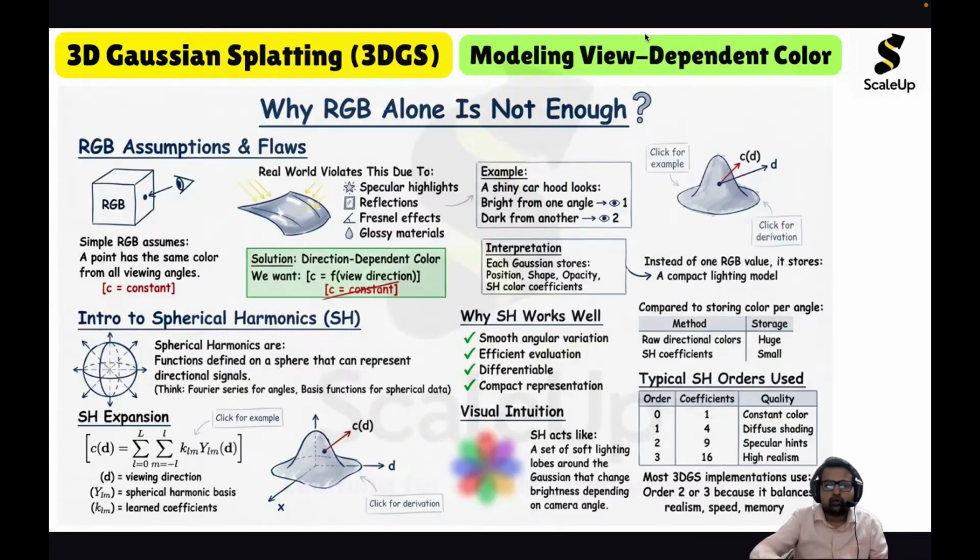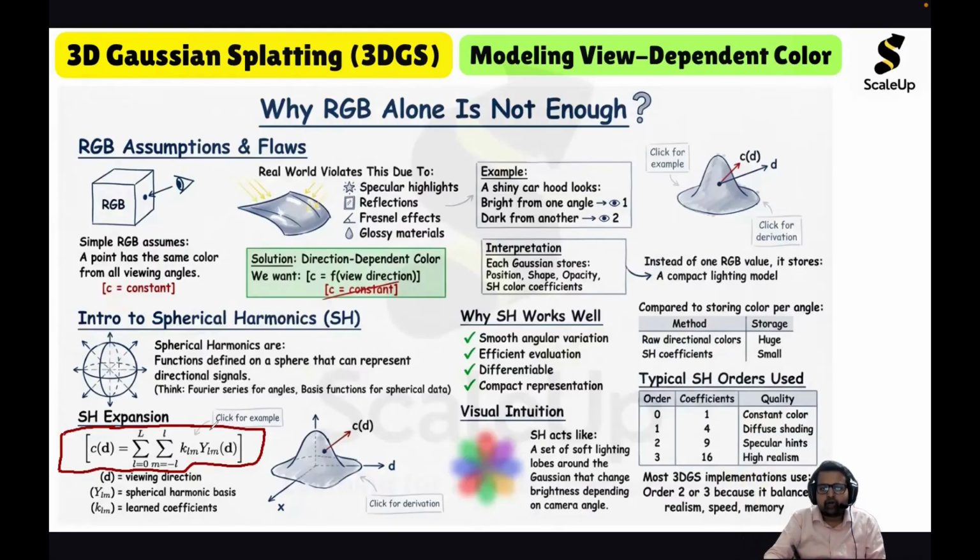Now let us understand this formula. C(d) is the direction dependent color and d is the direction. It is a double summation, which we will understand very soon, and it has terms like k_lm and Y_lm(d). Let us try to decode how it works. d is the viewing direction, and it can be any direction. So d is a variable in this formula, and it can take any value. It represents the direction.